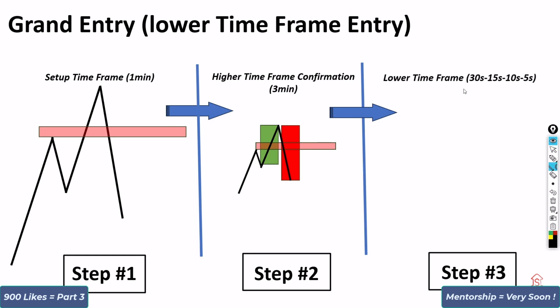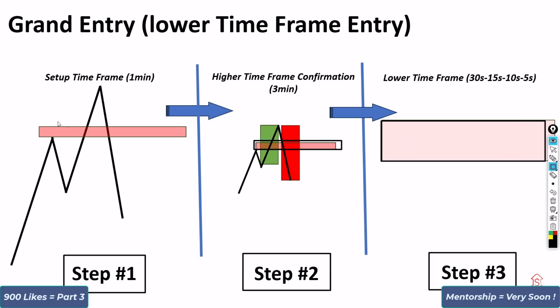Step 3 basically will happen in 30, 15, 10, and 5 second time frames. You will switch the time frames until you find the entry, and I will tell you what it is. So now this is the same zone as this one. This is the same zone.